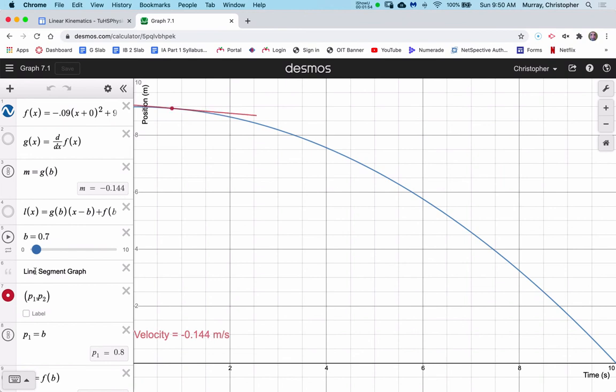So it has an acceleration of negative 0.18. Is that right? Yeah, I think so. All right.